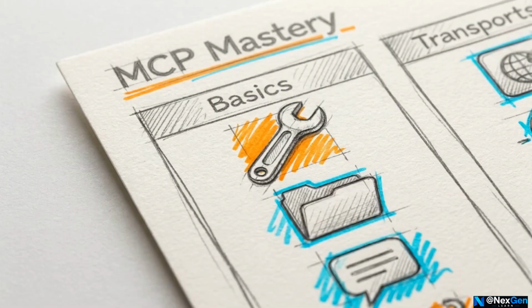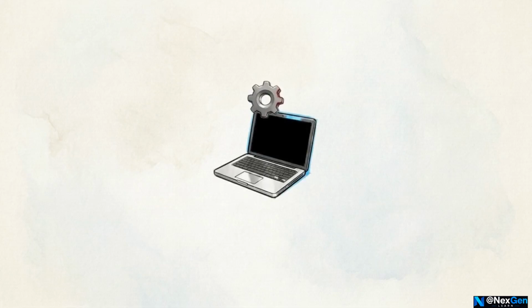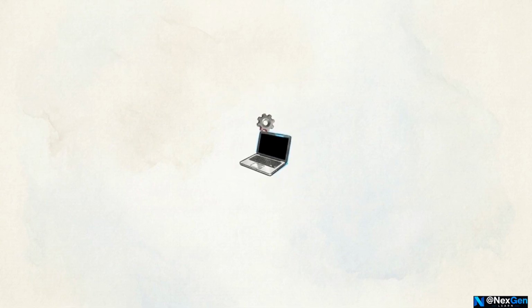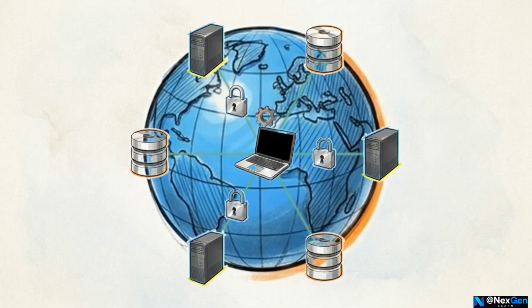This final cheat sheet maps the terrain. It covers the core primitives, tools, resources, and prompts, the shift from STDIO to HTTP transports, and scale rules requiring gateways, OAuth, and human approval. You now have the tactical code skills to build a functional MCP server locally, and the structural blueprint to deploy it securely across an entire enterprise.